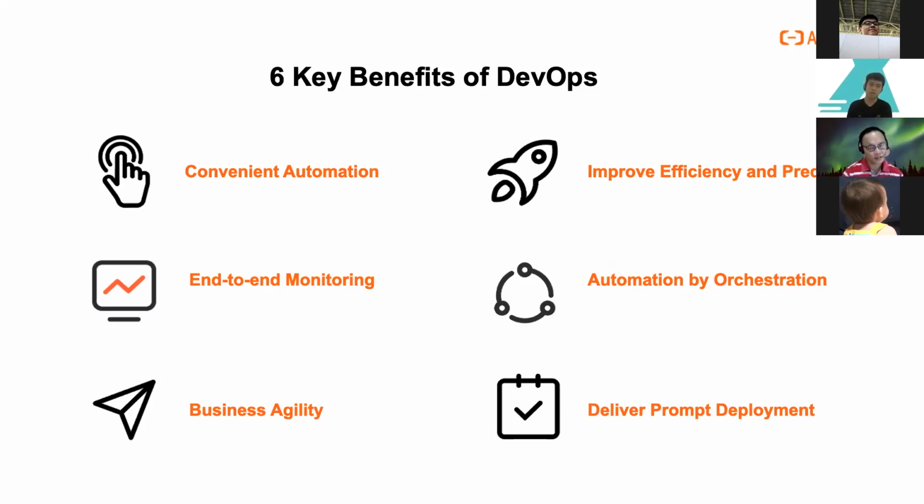It improves efficiency. You spend less time doing those things and focus on what you are good at. Basically, automation by orchestration. Again, you can orchestrate things much better, you have a much clearer view of your entire environment, and you have more prompt deployment, of course, once you have a smooth delivery process.